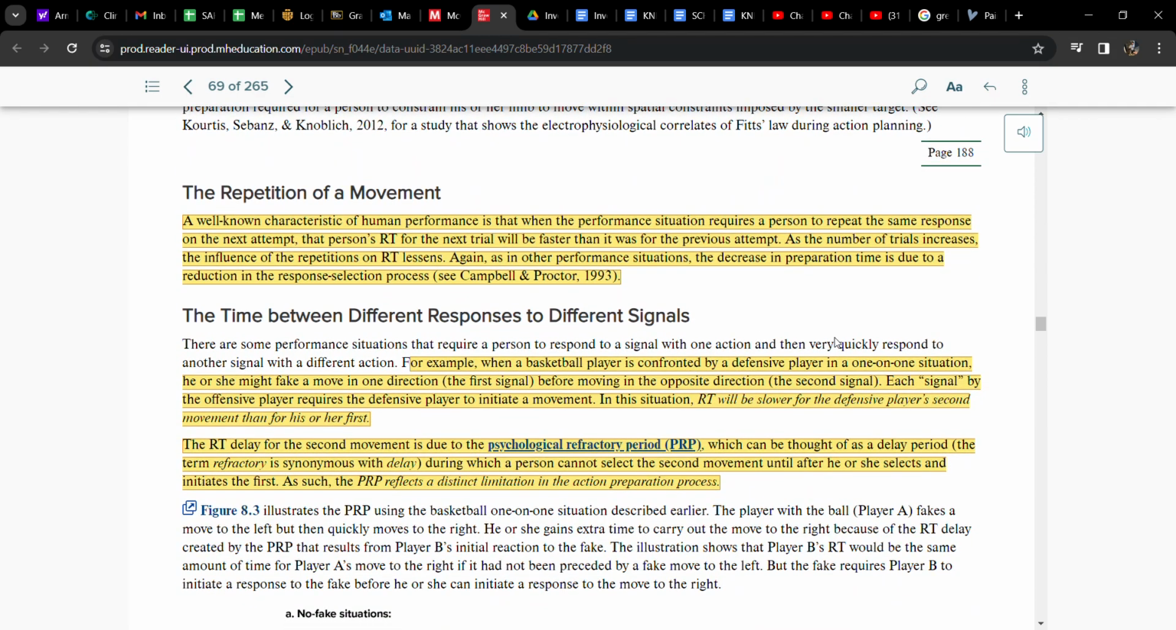Next is the repetition of a movement. A well-known characteristic of human performance is that when a performance situation requires a person to repeat the same response on the next attempt, that person's reaction time for the next trial will be faster than the previous attempt. So that just shows you that if you know what you're getting into, if you understand that you're going to be doing the same thing over and over and over, then your reaction time generally will improve as time goes on.